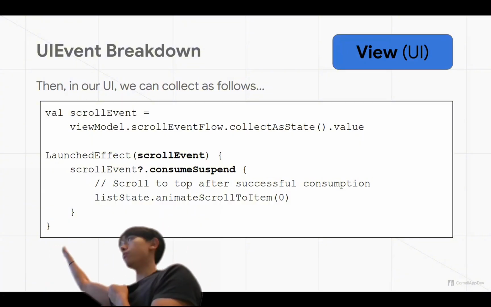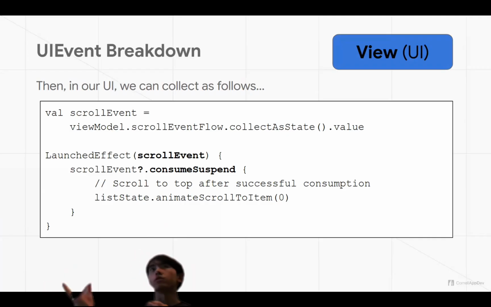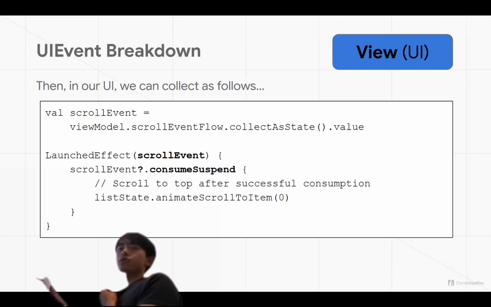So again, this is in your UI. This is in a screen, and once you receive this event, you'll consume it, mark it as, okay, this event is not being used anymore. I've already used it. And then I'll scroll to the very top.